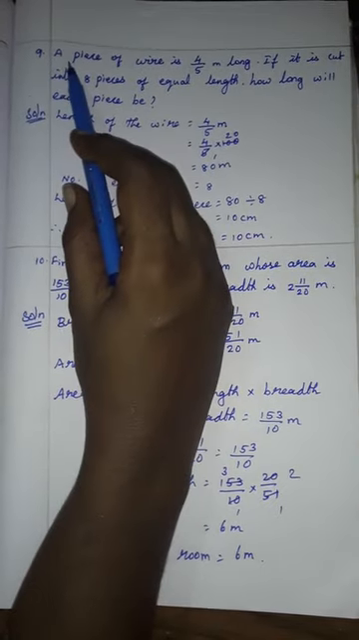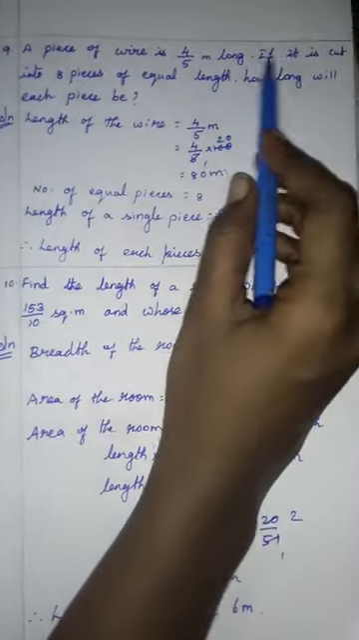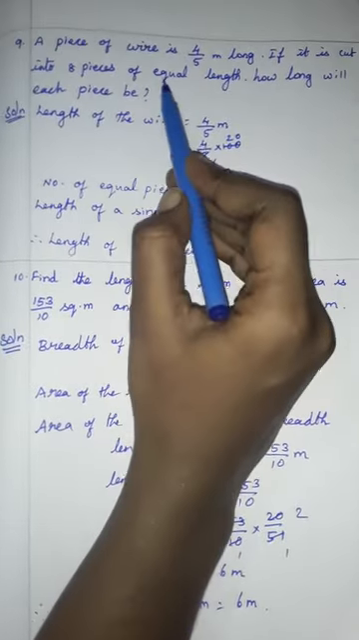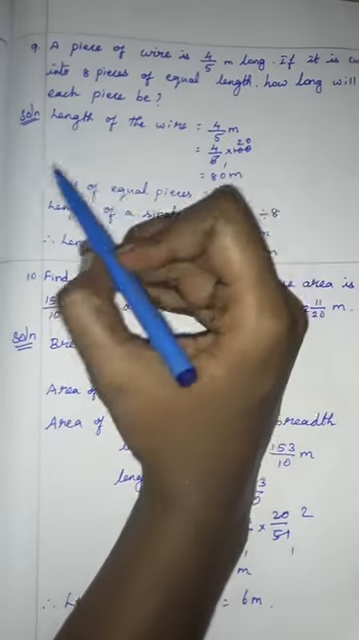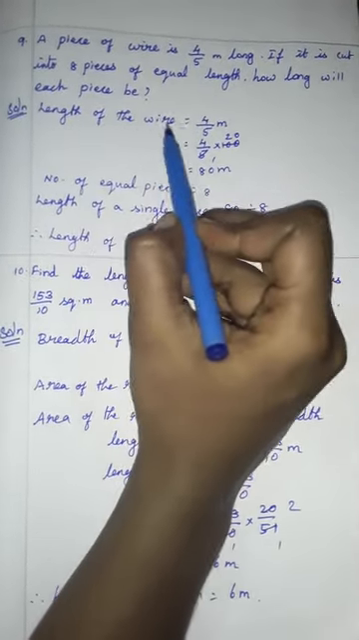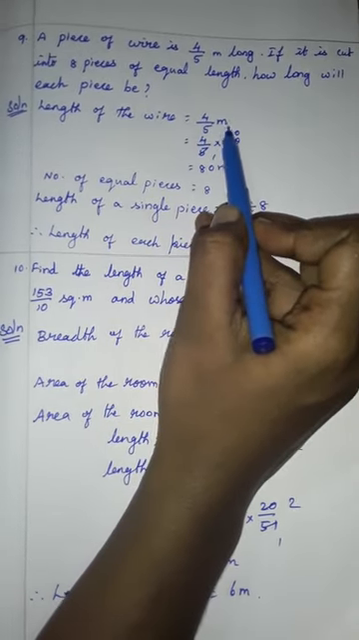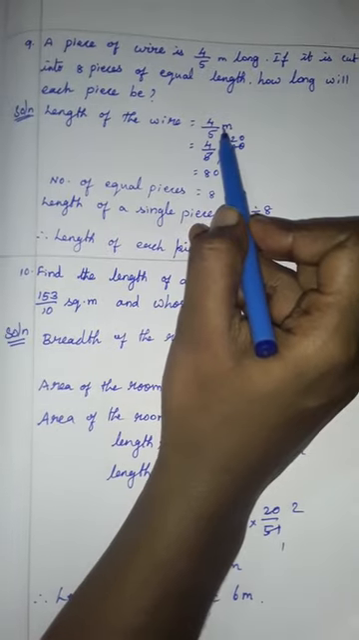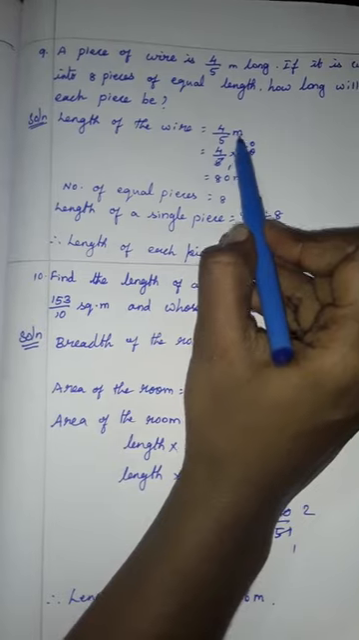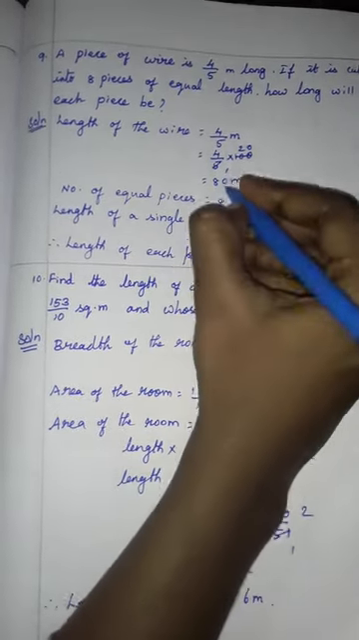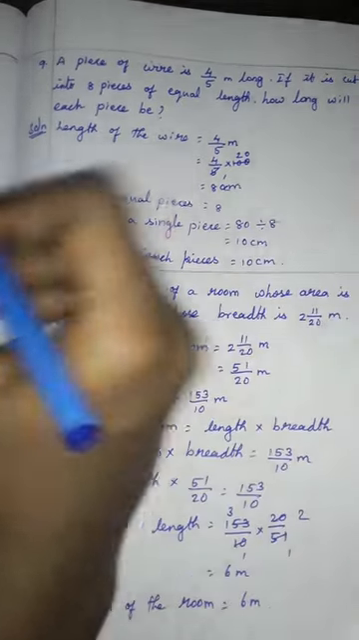Now see the ninth sum. A piece of wire is 4 by 5 meter long. If it is cut into 8 pieces of equal length, how long will each piece be? It is given length of the wire equal to 4 by 5 meter. So it is given in the meter. If we cut into the smaller pieces, the units will get changed. So we are converting this meter into centimeter. 4 by 5 into 100, we get 80 centimeter.